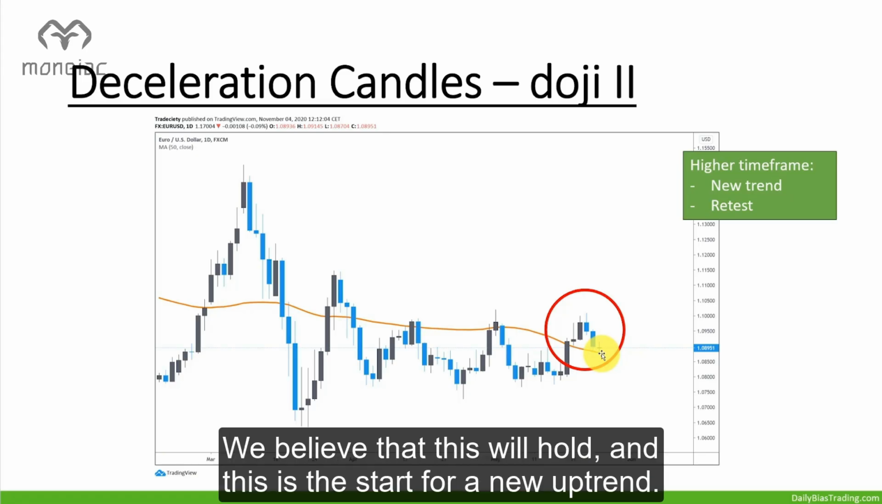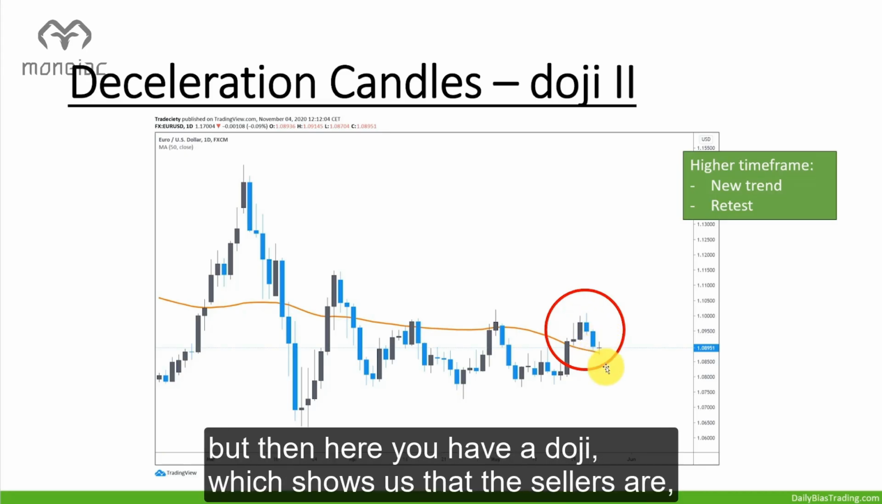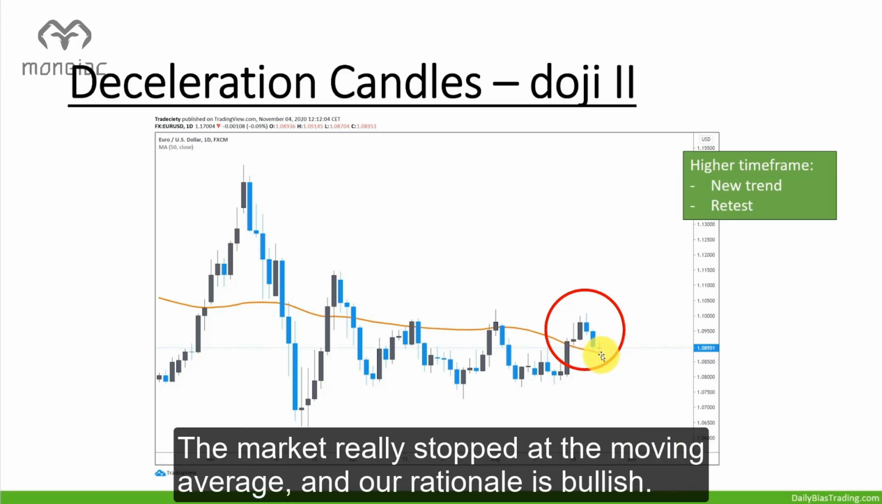We believe that this will hold and this is the start of a new uptrend. You can see the market pushed into the moving average, but then here you have a doji, which shows us that the sellers don't seem really interested in trying to break this level. The market really stopped at the moving average. And our rationale is bullish.